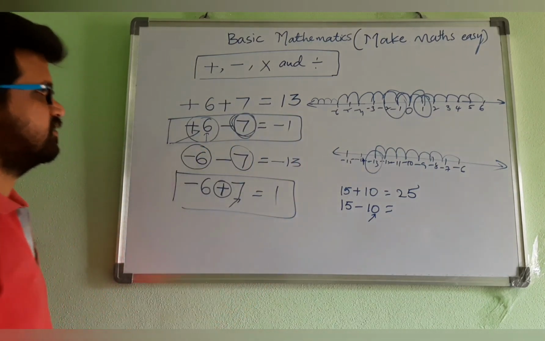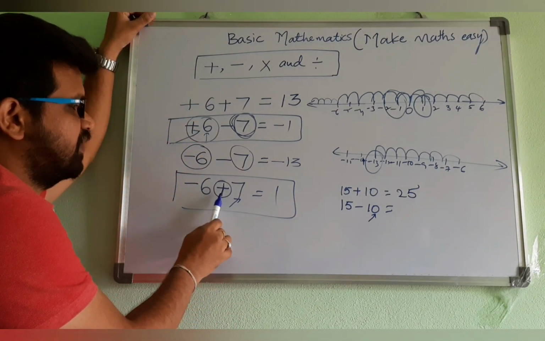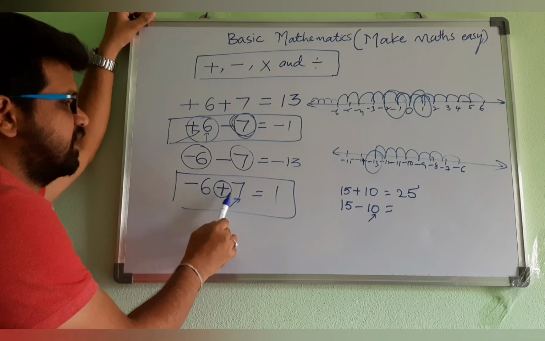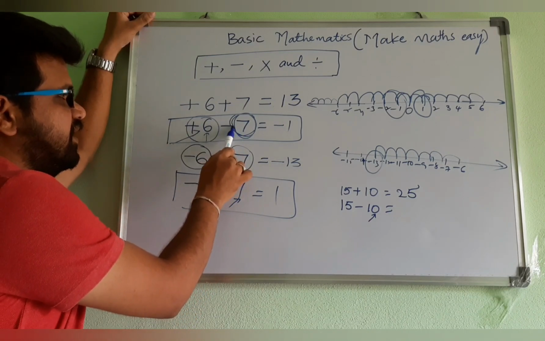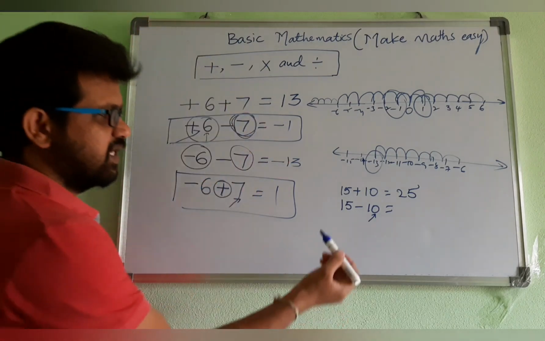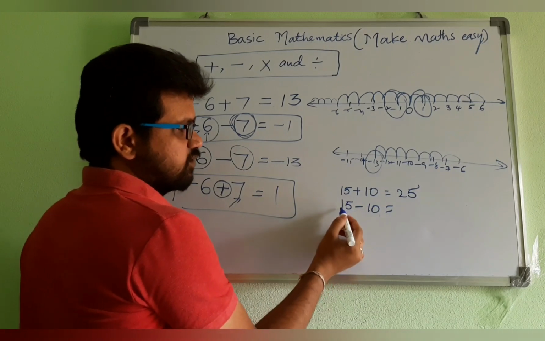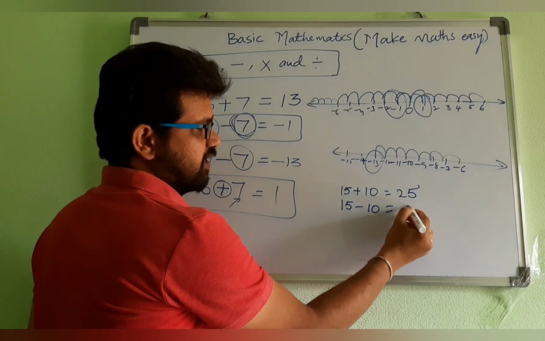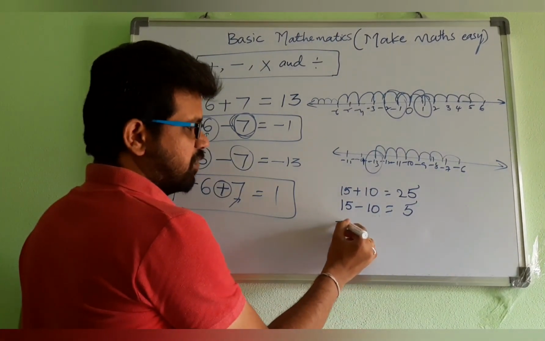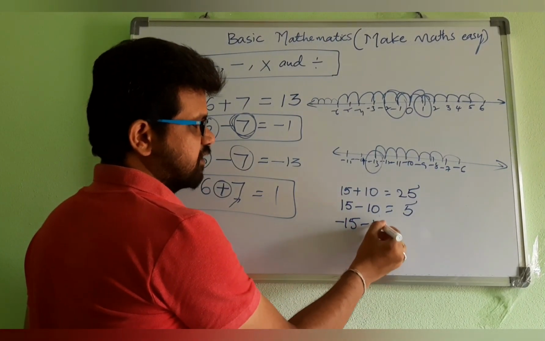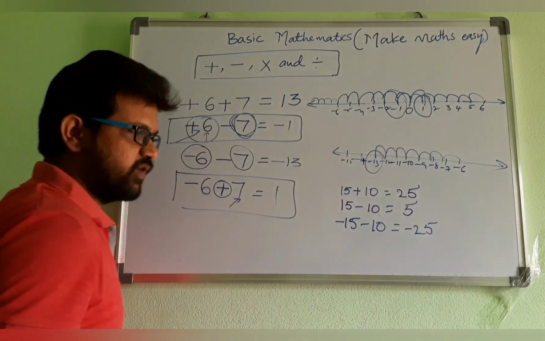In these two cases, keep in mind that whichever is the bigger number, we get that sign. So here 7 is the bigger number, we get plus 1. Here 7 is a negative number, so we get minus 1. Similarly, here one is plus and another is minus, and the bigger number is 15, so we get 5. And minus 15 minus 10: both are negative, so we get a negative number, minus 25.